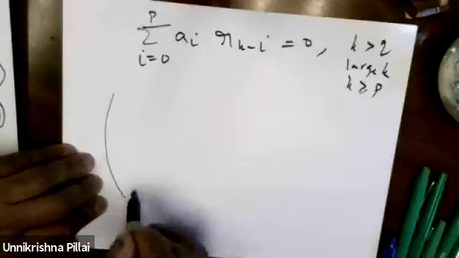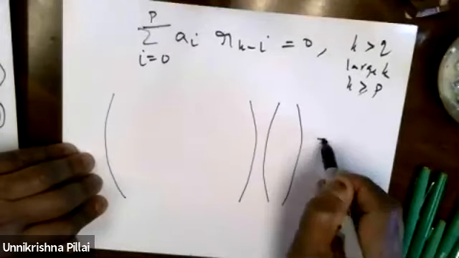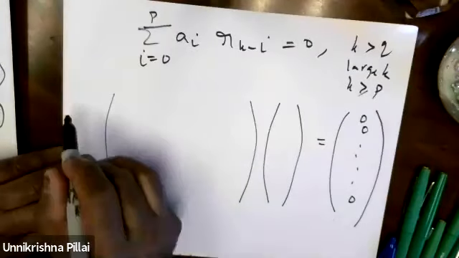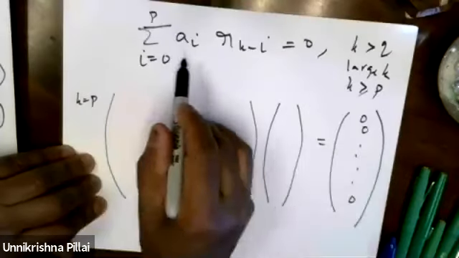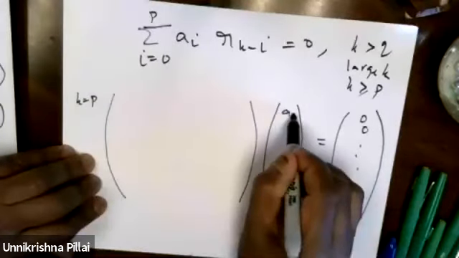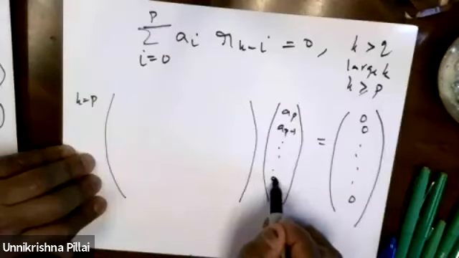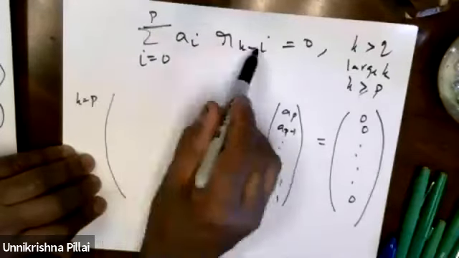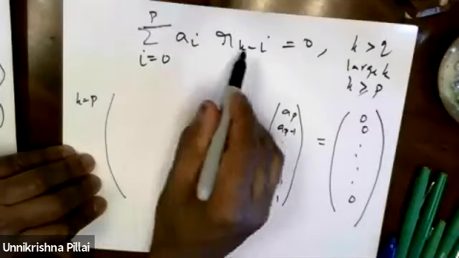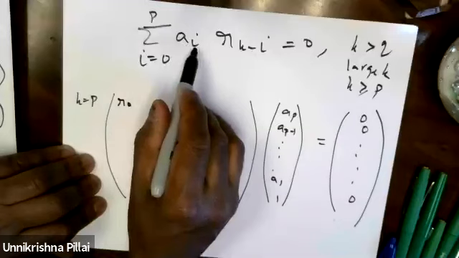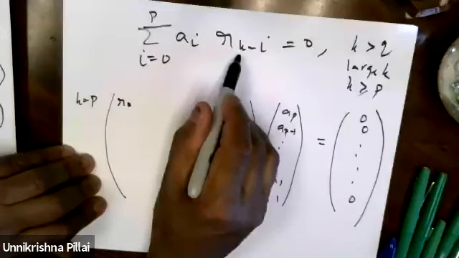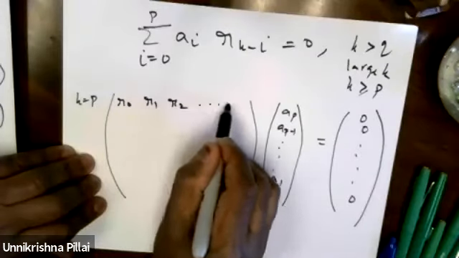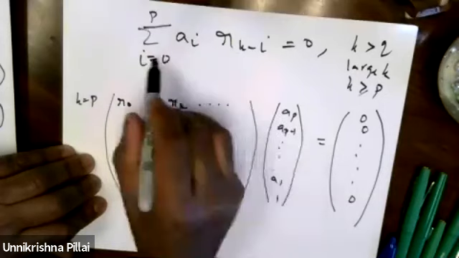So then you can start writing equations, right? Everything will be equal to 0. So let's start with K equal to P, and you flip the other way. In other words, start with AP here, then AP minus 1, etc., A1 and 1. So if K is P, I is P, I'm coming from the top end. So that will be AP R0, then A1 R, remember K is P, I is P minus 1, so this will be R1, R2, etc. K is P, I is 0, so this will be RP.